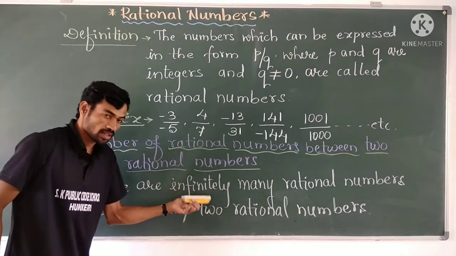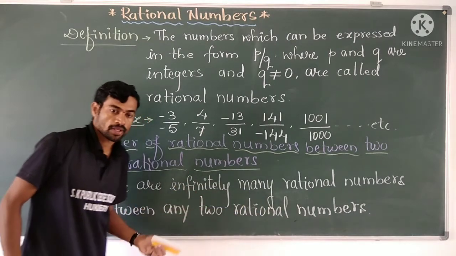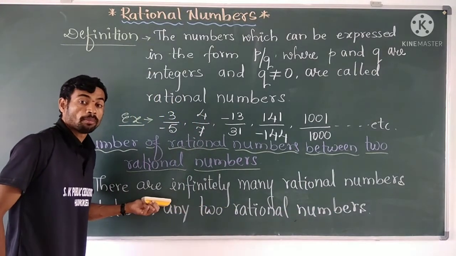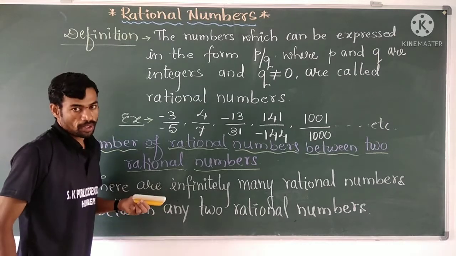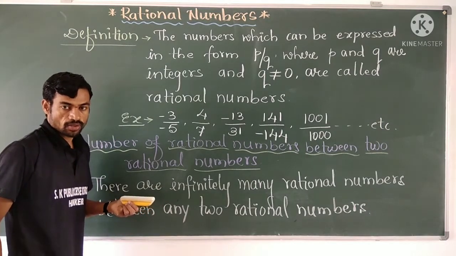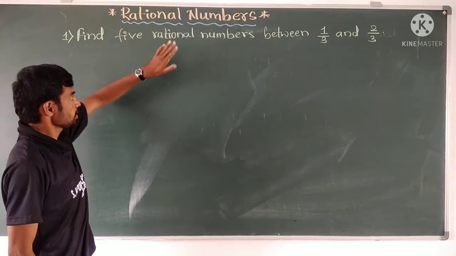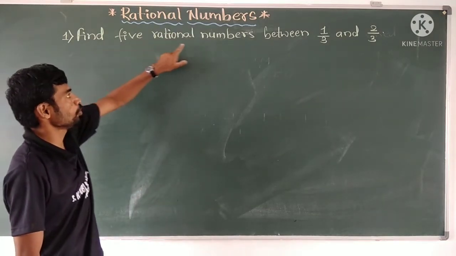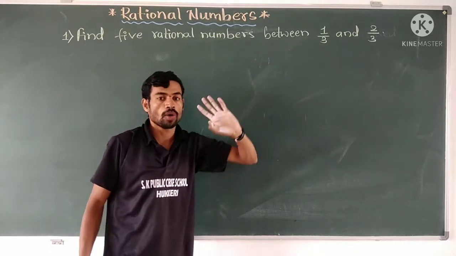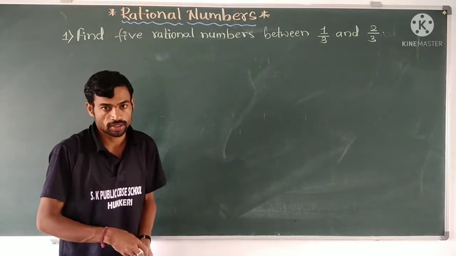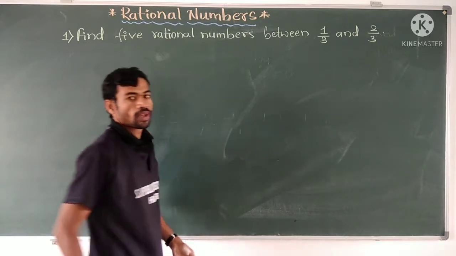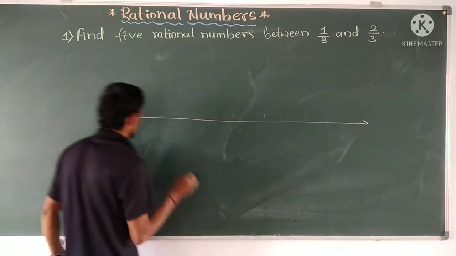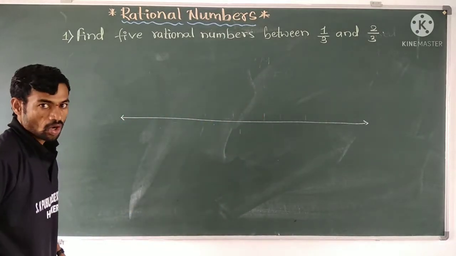Let us see some examples of how to find them. Let us solve some examples related to the number of rational numbers between two rational numbers. See this example. What have they given? Find 5 rational numbers between 1 by 3 and 2 by 3. I will draw a number line and represent the rational numbers on the number line.